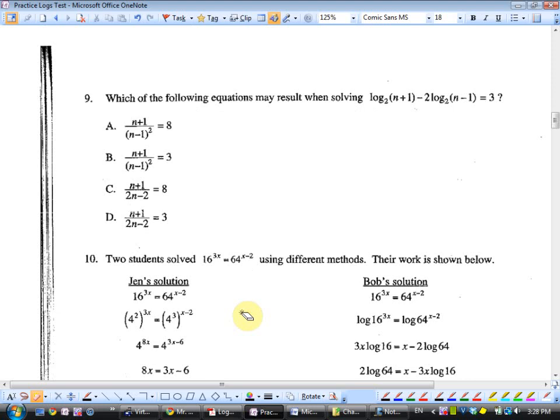Number 9 says, which of the following equations may result when solving that? I guess this is their way of getting you to solve an equation without a calculator. They'll just say, get the equation and then quit. Okay. This is a log equation, isn't it? Our strategy here, Brett, was write it as one thing equals one thing. Are my bases the same on the left-hand side? Okay, so no base change law.